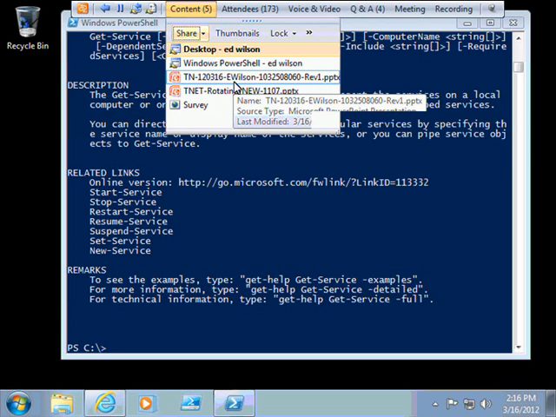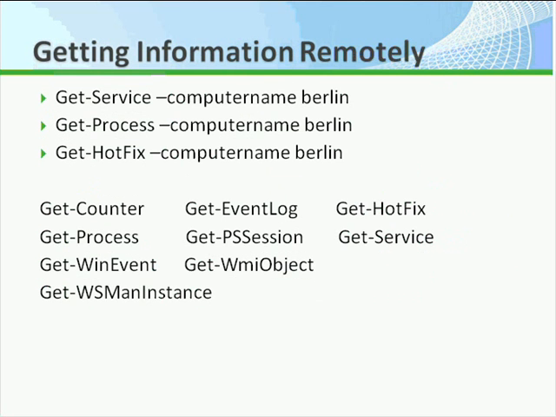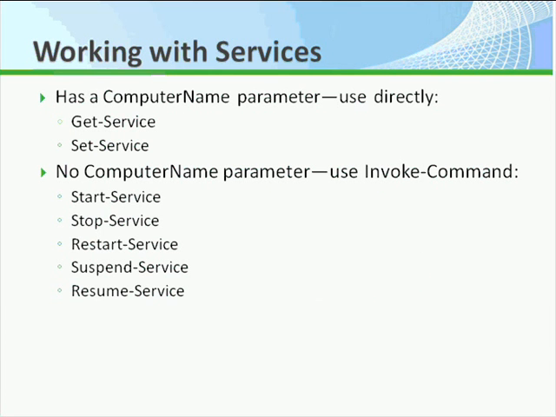So we can use these cmdlets to get information from remote computers, assuming that we have rights. I can use Get-Service, Get-Process, Get-HotFix, and there are other cmdlets we can use as well to pull in remote information. Working with services, as I mentioned, I can use Get-Service and Set-Service to work with a remote computer, assuming we've got rights on that. But there is no ComputerName parameter for Start-Service, Stop-Service, Restart-Service, Resume-Service, and Suspend-Service.